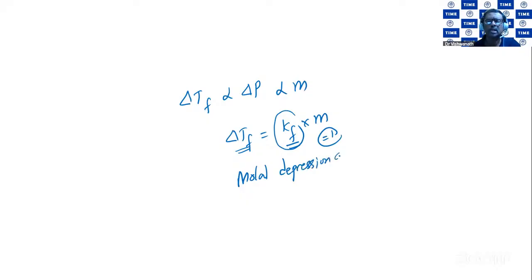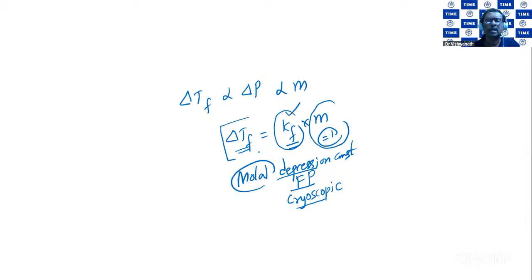Molal depression constant, or molal freezing point constant, or another word, molal cryoscopic constant, because cryoscopy is low temperatures. So high temperatures is ebullioscopic, where the liquids boil, and cryoscopy is low temperatures where liquids freeze. So freezing point constant or depression constant or cryoscopic constant, all 1 molal, because when you put M is equal to 1, KF is numerically equal to delta TF. That is the depression in the temperature or the freezing point.